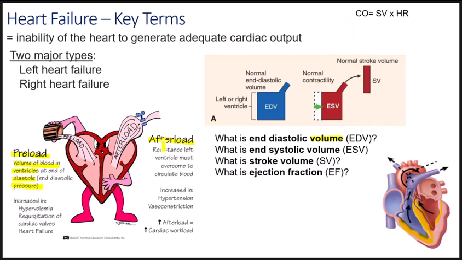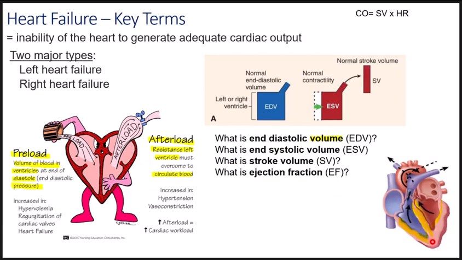Afterload. Afterload is the resistance that either ventricle must overcome in order to circulate blood. Well, what does that mean? Let me get my laser. So we preloaded the heart. Let's look at the left ventricle.